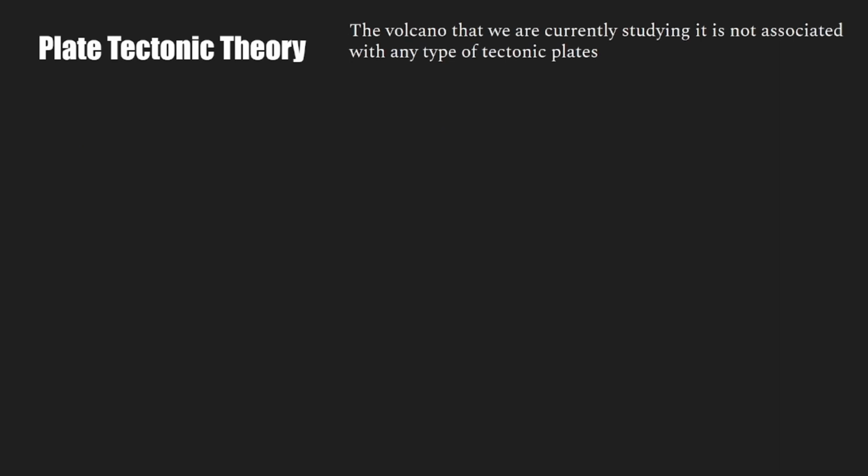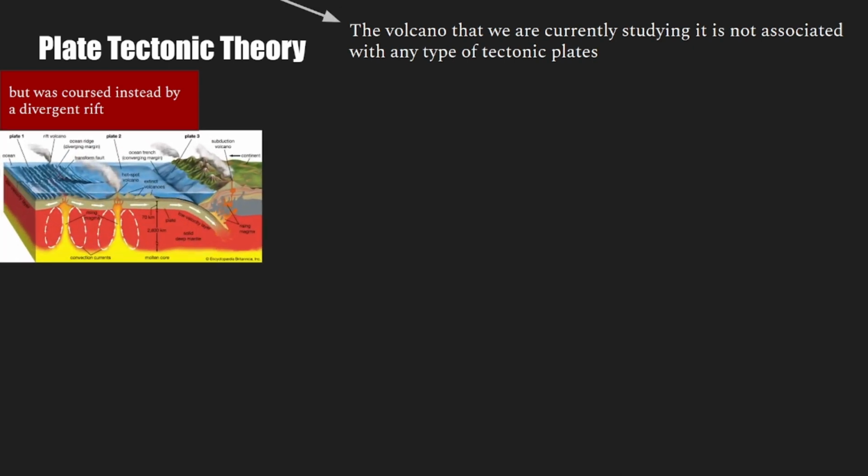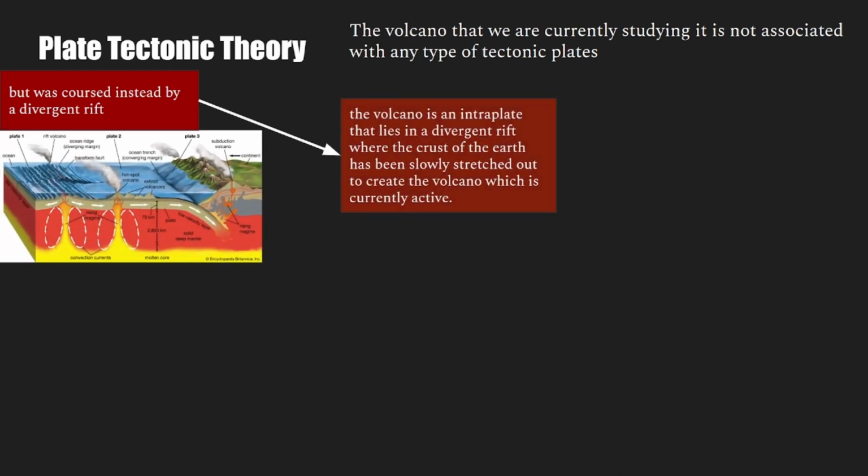The volcano that we are currently studying is not associated with any type of tectonic plates, but was caused instead by a divergent rift. The volcano is Erebus, which lies in the divergent rift of the crust of the earth that has been slowly stretched out to create the volcano which is currently active.